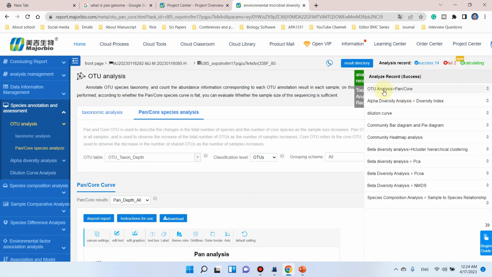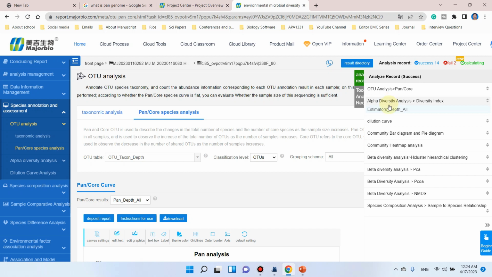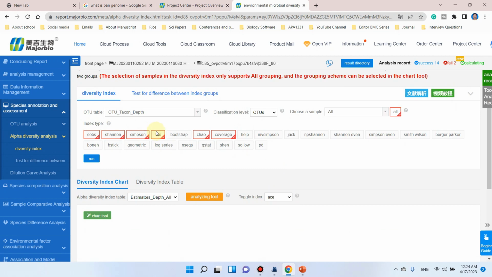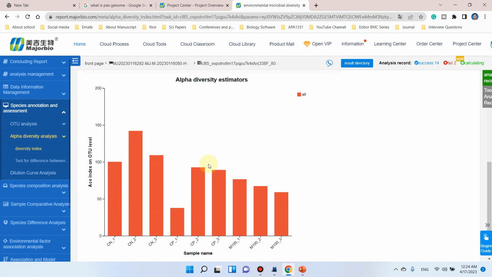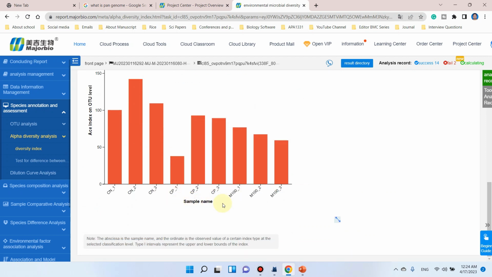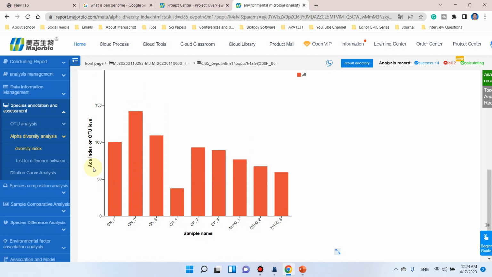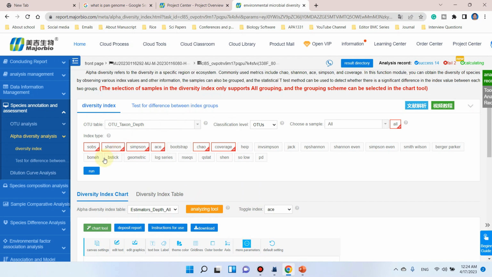So now, in order to further understand, we have to divide this pan genome OTU and core genome OTU into alpha diversity and beta diversity. First, let's go into detail of alpha diversity, and we can click on this estimation. You can see the results of our alpha diversity are uploading. Here we have sample name on the x-axis, and similarly we have the S index on OTU level. So if we look further, here are the different indexes.